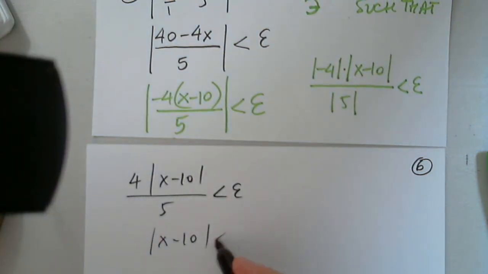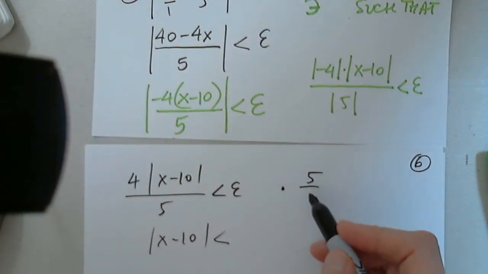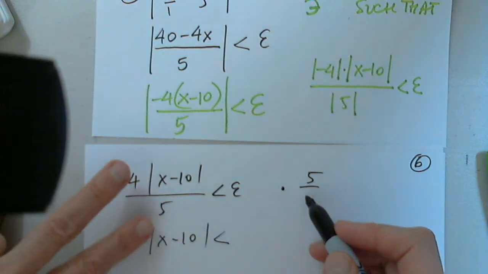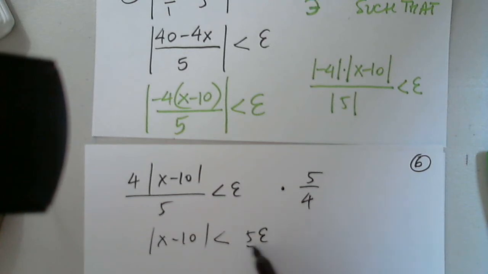So, well, we can multiply by 5 over 4, right? That's it. So 5 epsilon over 4. When I multiply here by 5 over 4, these go away. I have to multiply here by 5 over 4 as well. Is this okay?